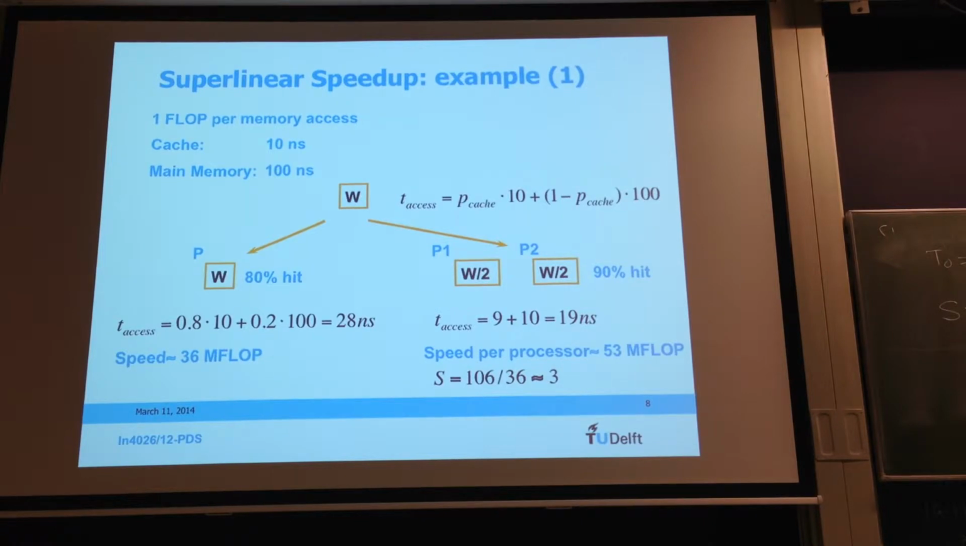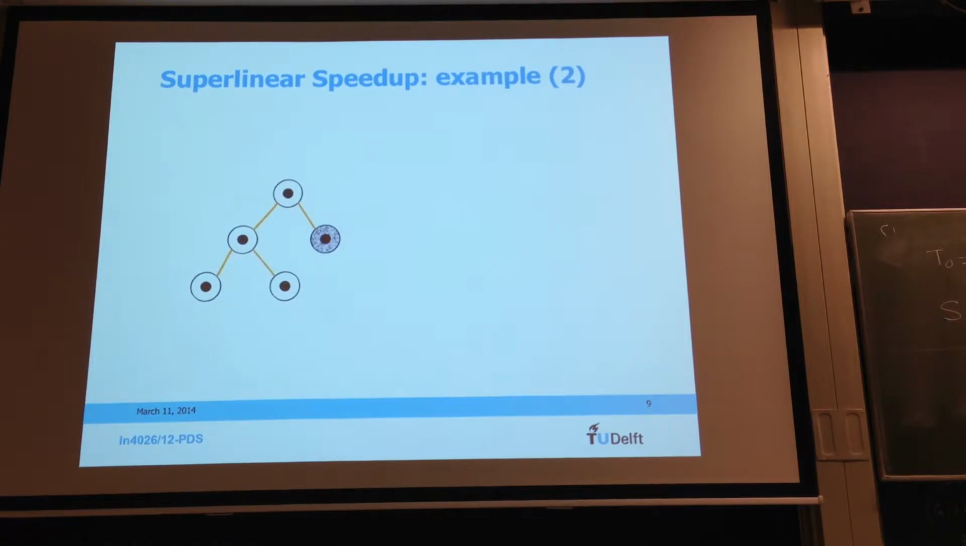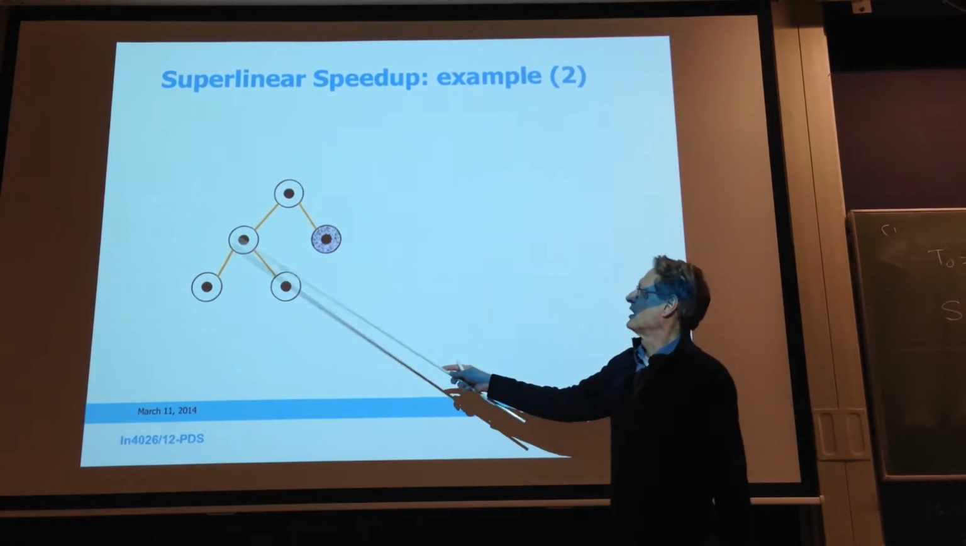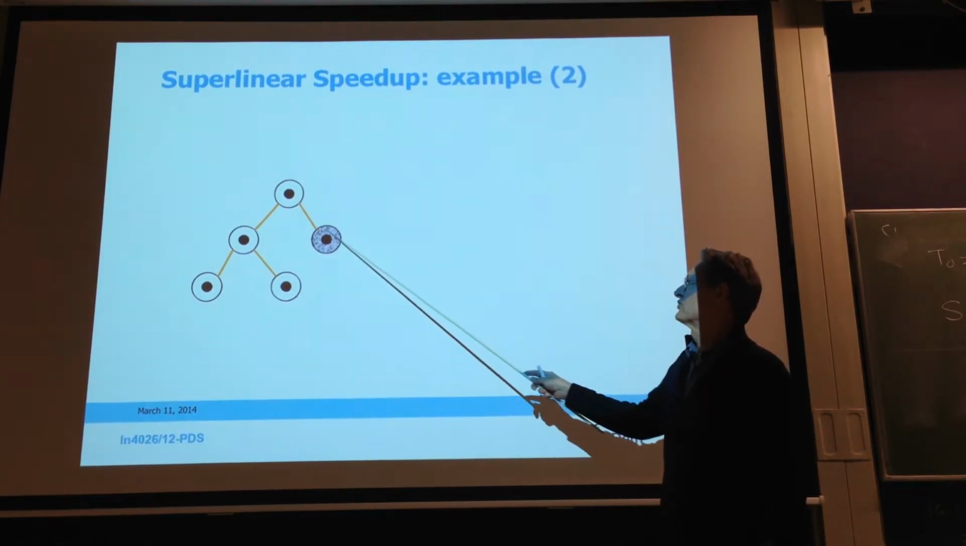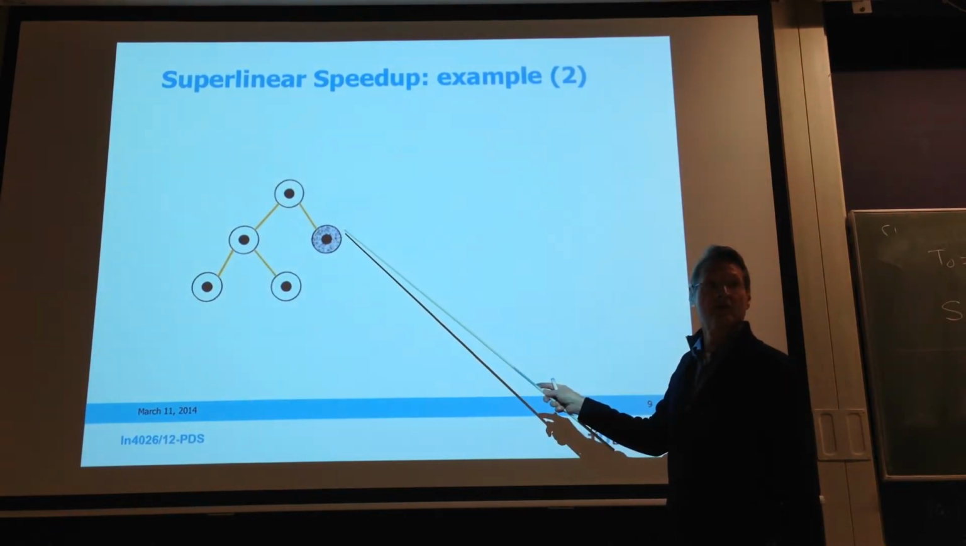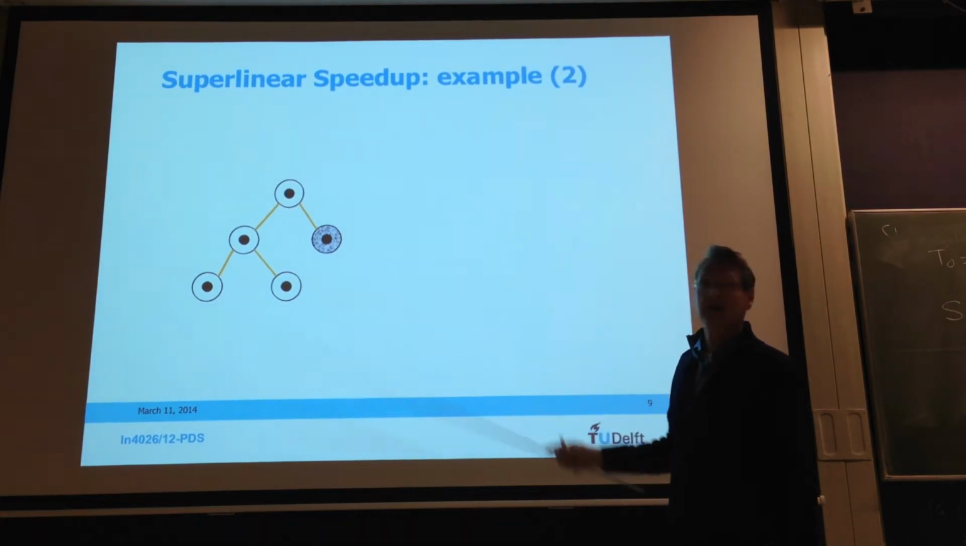So this is the first example, and you can sometimes see that in curves, right? So you have to be aware that if you observe a superlinear speed up phenomenon, it might be caused by the cache effect in your system. The second example is a search example. Suppose we have a number of data items which are organized as a tree, and the data item we are searching for, and we're searching according to a key, is located here. Right?